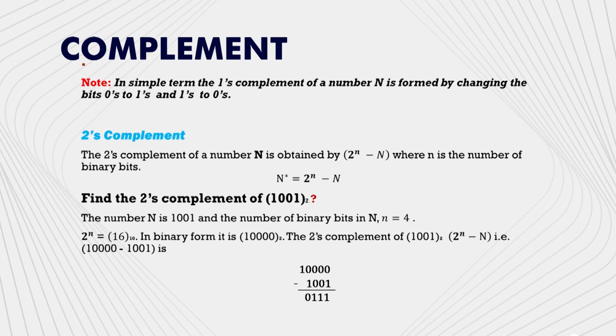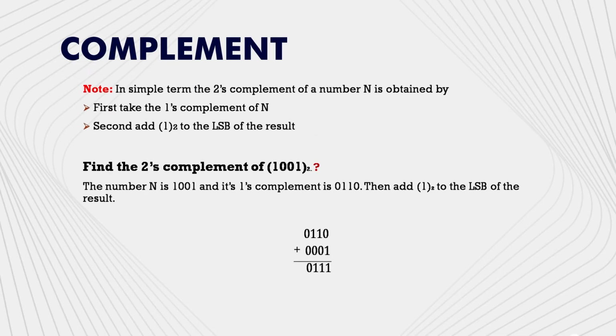Find the 2's complement of 1001, the binary number. As you know, this number has 4 bits. So, 2 raised to n is equal to 16. In binary form, we can represent it as 1 with 4 zeros. The 2's complement of that number is 1 with 4 zeros minus 1001; you subtract it and you will get the value 0 1 1 1. So, this is one way of doing the 2's complement of any binary number. The second simple way is like this. You take the 1's complement of that number and then add the binary number 1 to the least significant bit of the result. We will go for an example.